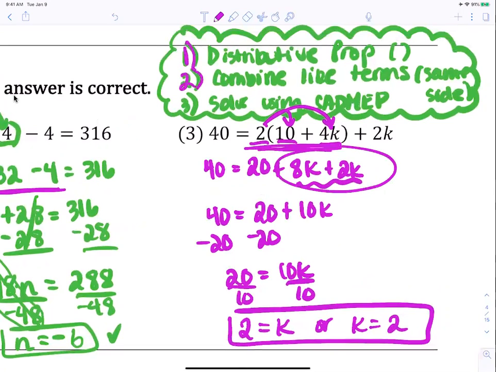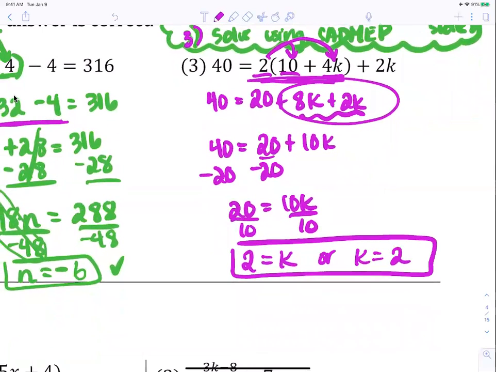And then last but not least, we just go through all of our opposite steps. Again, usually whatever's not with the k. If k is being multiplied or divided by something, that's always the last thing that we'll do. So for me, my first step was to undo this adding by 20. So I subtracted 20 from the other side. And that left me with only one last thing to do, which was to undo the multiplying by 10 with division. We divide both sides by 10, which gives you your final answer.